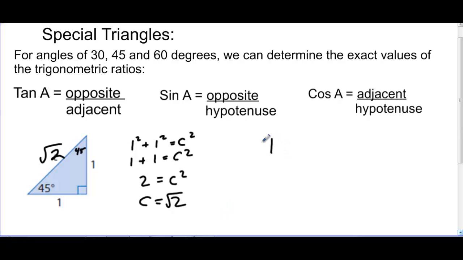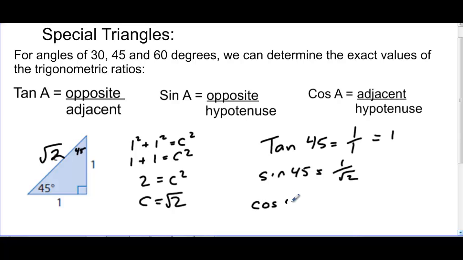Knowing that the tangent is opposite over adjacent, we can calculate that the tan of 45 is always going to be opposite, which is 1, over adjacent, which is 1, which is 1 over 1, which means the exact value of the tan of 45 is always going to be 1. We can also do this for the sine of 45. The opposite of 45 is going to be 1. The hypotenuse is going to be root 2. So the exact value of the sine of 45 is going to be 1 over root 2. Similarly, for the cosine of 45, the adjacent is 1 and the hypotenuse is root 2, so we get 1 over root 2.